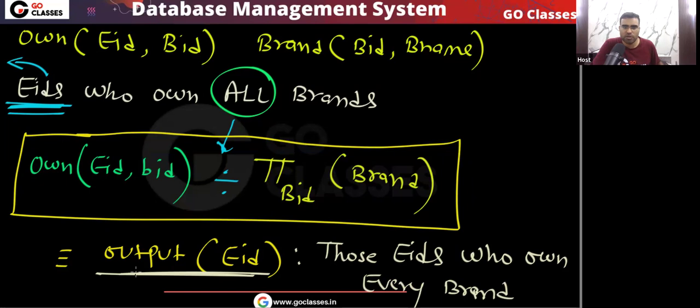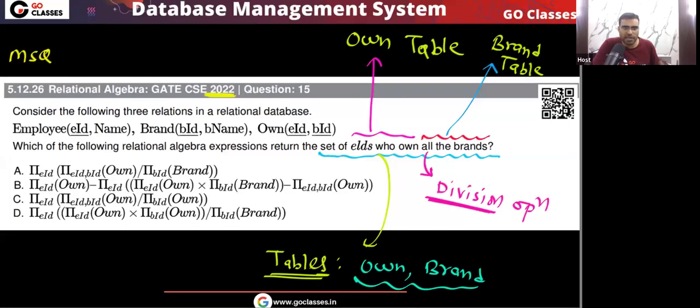So very simple, yes or no? That's it. So your final answer is this. Now look at option A. In option A, can you notice that you are projecting EID again? That is actually unnecessary, yes or no? That is redundant. Are you getting my point? But that is correct, there is no problem. Option A is correct. You do not need this, and even without it, option A is correct.